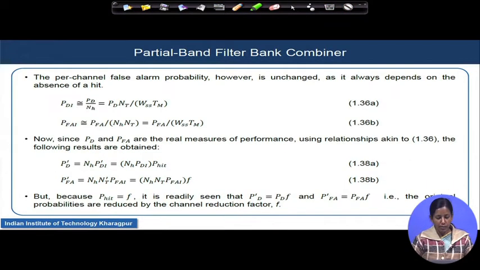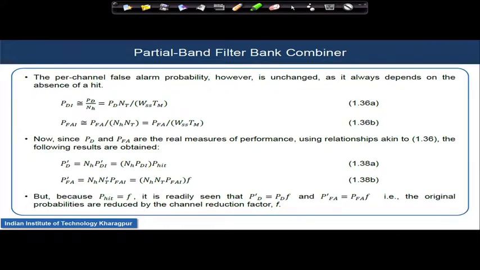We can find a similar expression for the false alarm also. We saw earlier that for the FBC the PDI and PFAI look like this. So the newly defined PD dashed and PFA dashed, the detection probability and false alarm probability of the complete PB FBC, will be given by this. It is not the per channel value, it is the total probability of detection and the total probability of false alarm at the end of the decision, after L, given by this equation.